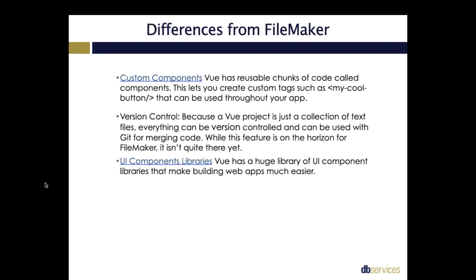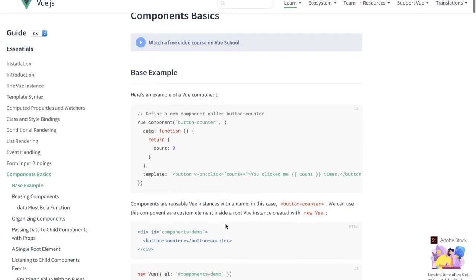Some differences, the things that maybe don't really align with FileMaker. FileMaker doesn't have anything like custom components, although I think we all wish it would. A custom component is basically a reusable chunk of code. If I wanted to make a button, like my cool button, and use it throughout my system. So it's kind of like a custom function? Yeah, I guess so, but it's more UI driven. And we actually go into an example on this one.